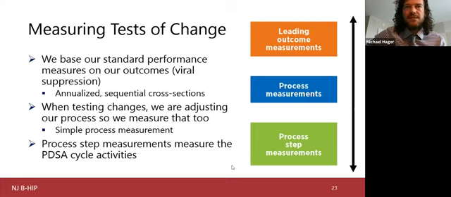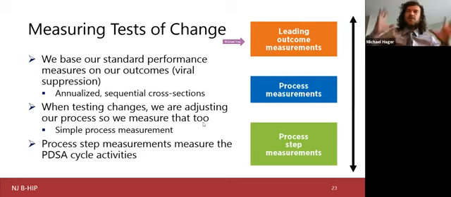One of the things that is obvious when we do improvement is that we have leading outcomes. So let's just back up for a minute in terms of what we have in BHIP. We base our standard performance measures on our outcomes. So our leading outcome would be our viral suppression outcome. It's an annualized sequential cross-section, which means we're looking at an entire year's worth of data all at once. So that's what we want to improve, our overall viral suppression.